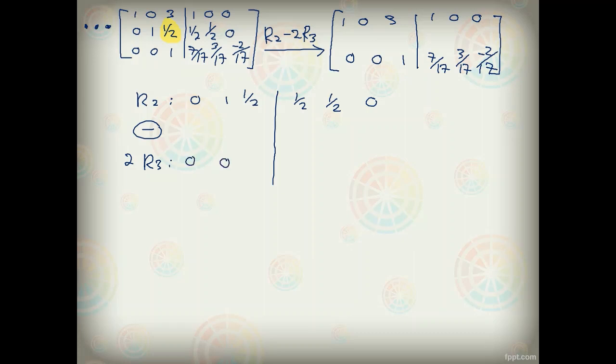So all the R3 we multiply with 2. I'm sorry, this is multiply with half. Okay, so this is half. When we multiply with half, you get this 7 over 34. This is 3 over 34. It will become minus 2 over 34.